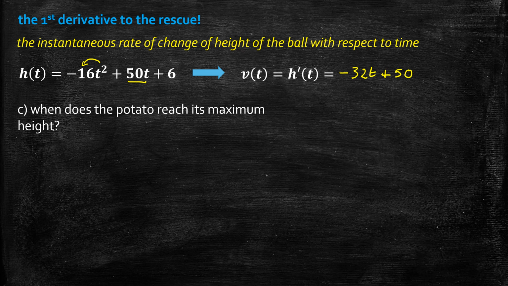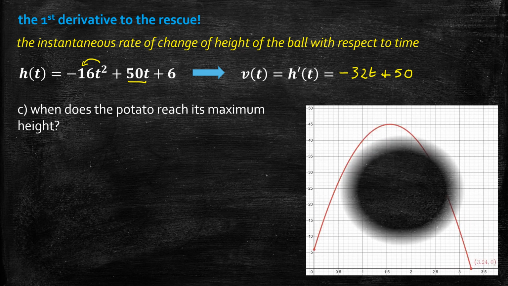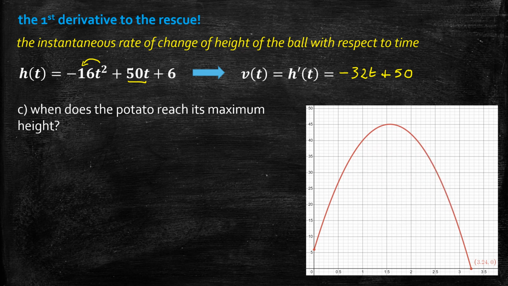So when does the potato reach its maximum height? Let's think now in terms of what we learned so far, tangent lines, etc. Well, maximum height we know is at the vertex, but what is true at the vertex? The tangent line at the vertex has a slope of 0, which means that h prime, or aka the velocity, would equal 0. So all we have to do here is take our velocity function to find when it reaches the maximum height, set it equal to 0.